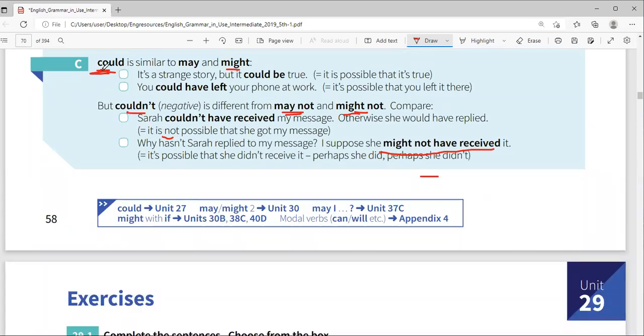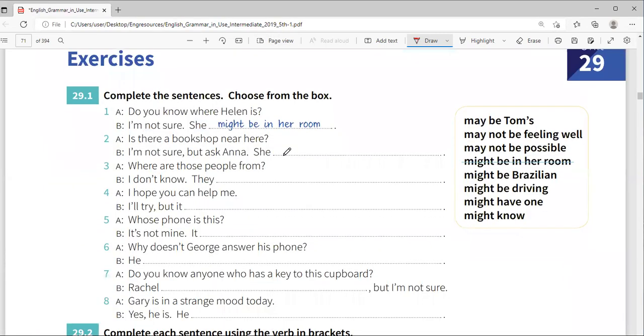With the meaning, could, may and might have the same meaning to show possibility. But for negative sentences, although we are saying that could, may, and might are the same, for the negatives, no. May not, might not, still possible, but again, not sure. But couldn't, here it is strictly not possible. I'm sure about that. So I think now you have that point.